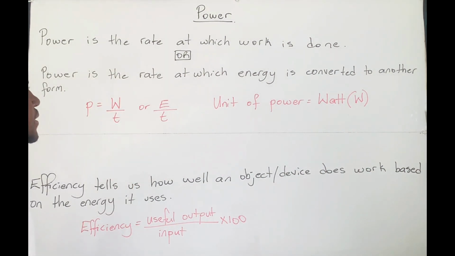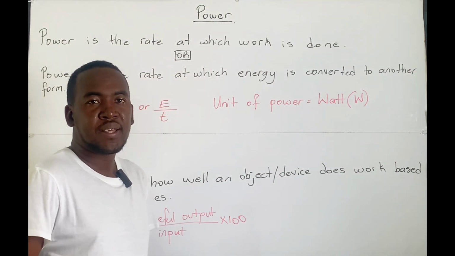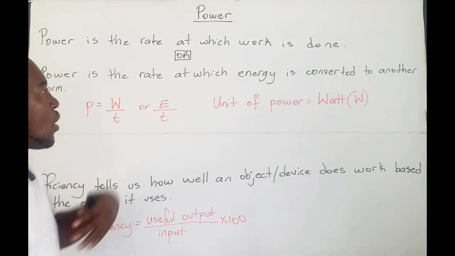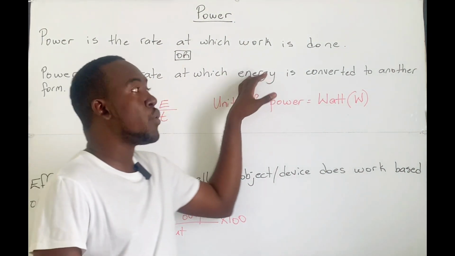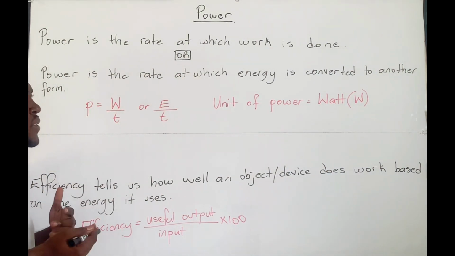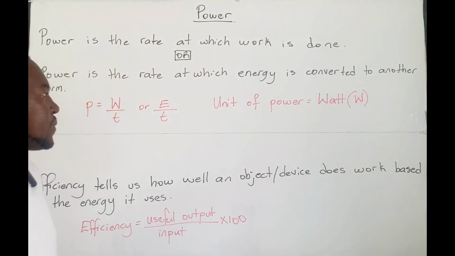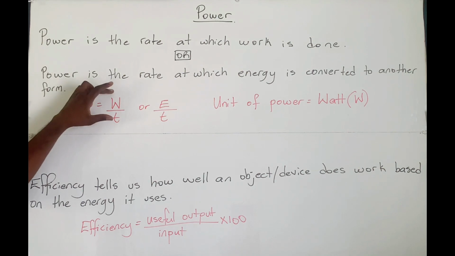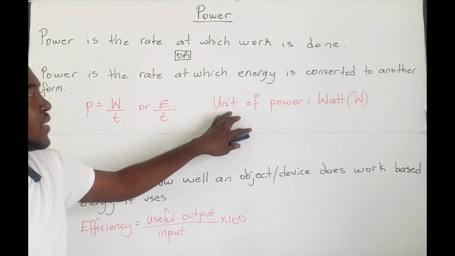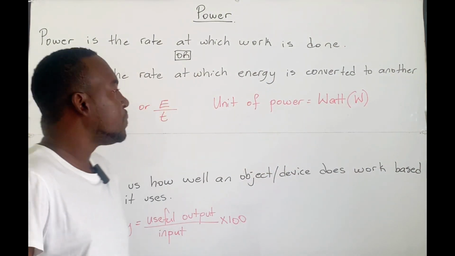So in that case, it's how much work is being done in a specific time period that gives us the power. Or if we're looking at energy, it's how fast we change one energy form into another. So we can use any of these definitions based on the situation. We can say that power is work over time or energy over time. And we know that the unit of power is the watt, which is a capital W.